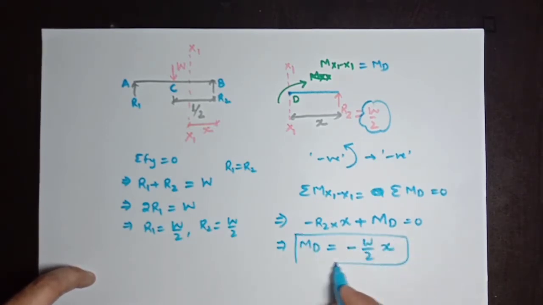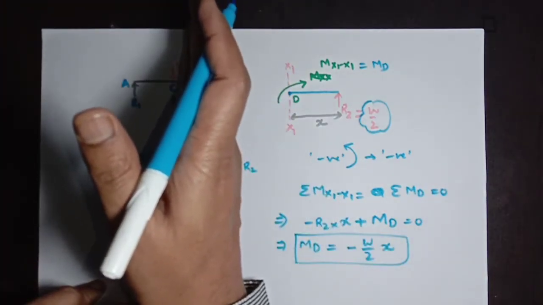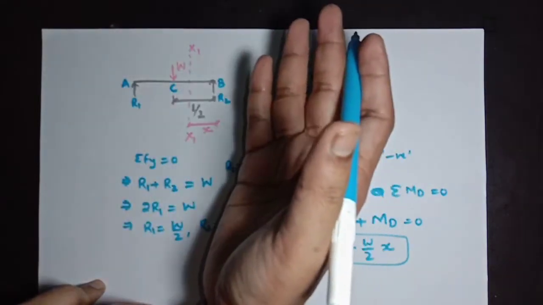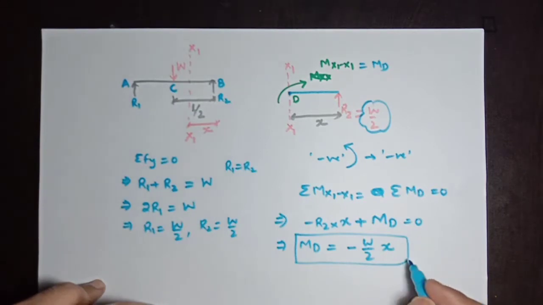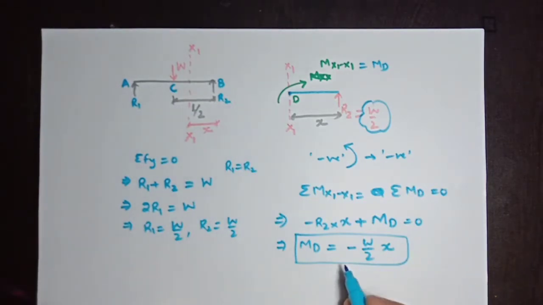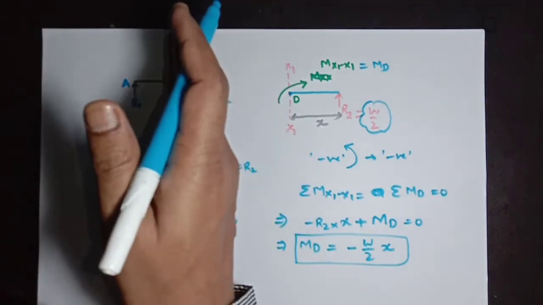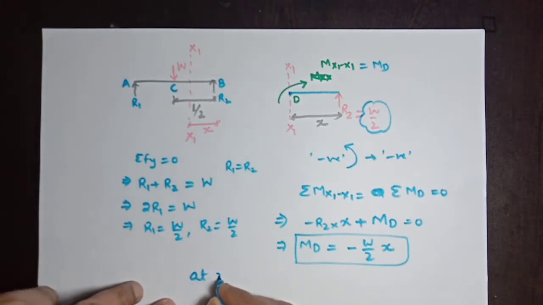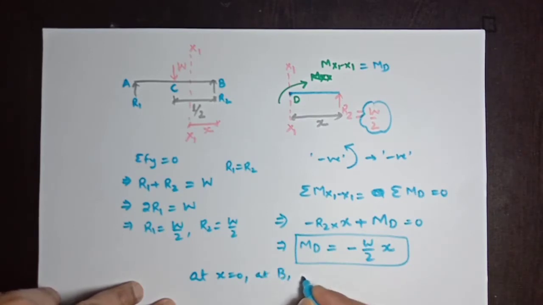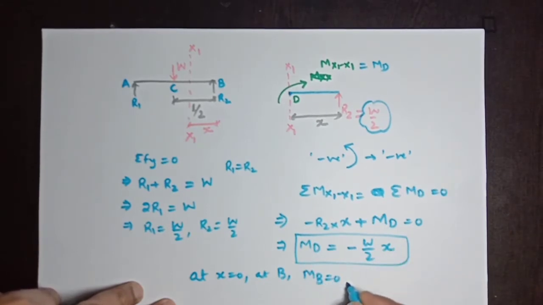This is the general moment from the right of the point, at any section x1 at a distance of x from right of this point C, which is a function of x. So we can say the moment is varying linearly from right of point C. At x equal to 0, I mean at point B, MB will be equal to, putting x equal to 0, 0.